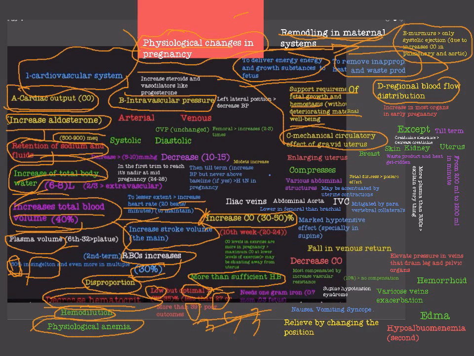So cardiac output will increase about 30 to 50% in the period between the 10th week of pregnancy and 20 to 24 weeks, okay. So it will increase until the second trimester, and after that it will be in a plateau, almost in a plateau, okay.